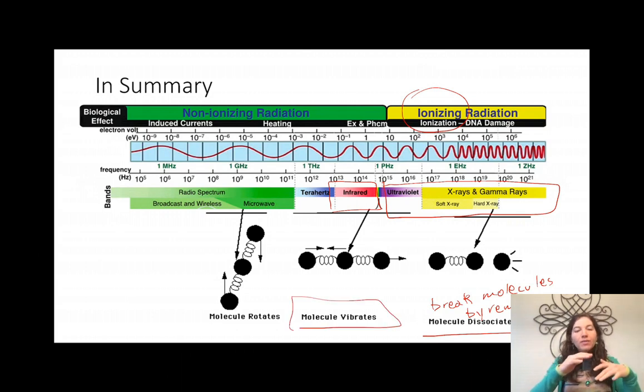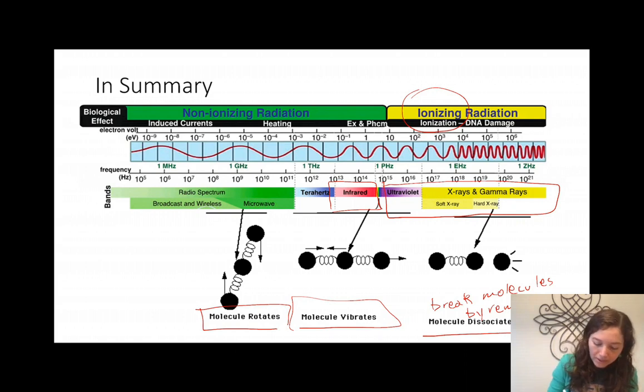And then our microwaves are not high enough energy to get inside the molecule, but what they can do is orient the molecule. It might be floating in space, and our microwaves can cause it to line up in a specific fashion and orient in the way that you want it to. So our microwaves can rotate molecules or orient them.